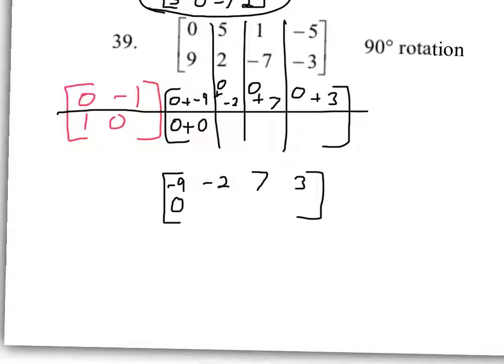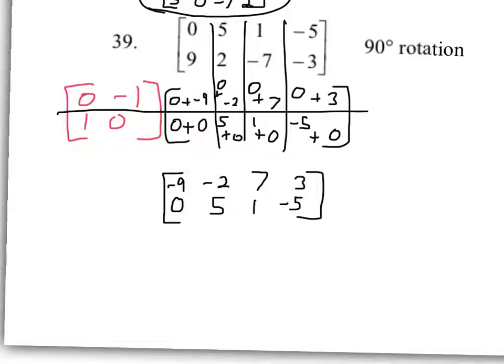1 times 5 is 5. 0 times 2 is 0. So add those together, and you get 5. 1 times 1 is 1. 0 times negative 7 is 0. Add those together, and you get 1. And the last one, 1 times negative 5 is negative 5. 0 times negative 3 is 0. Add those together, and we get negative 5.